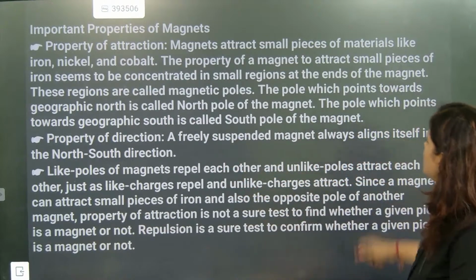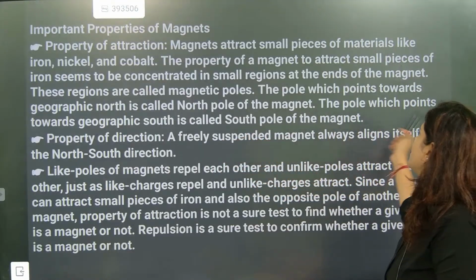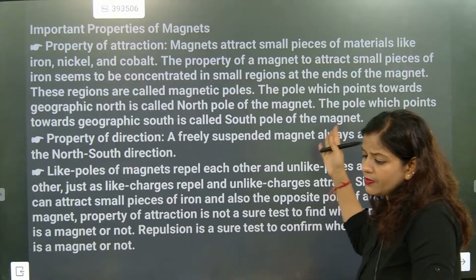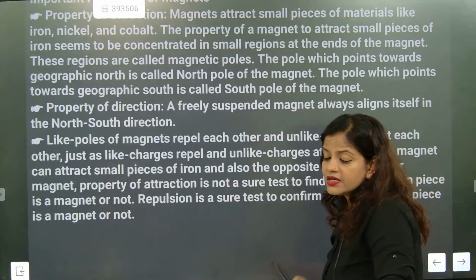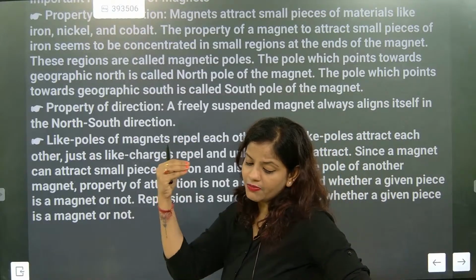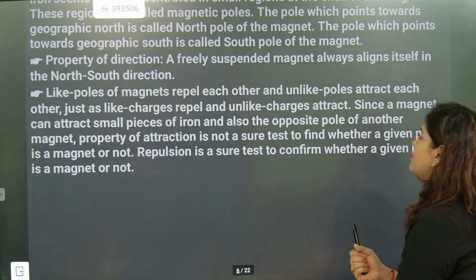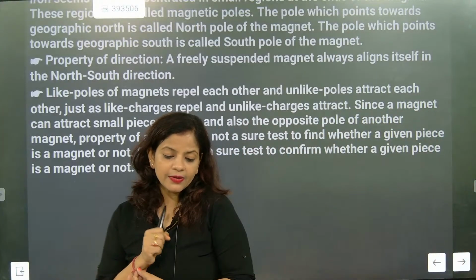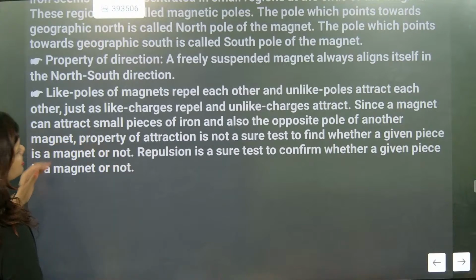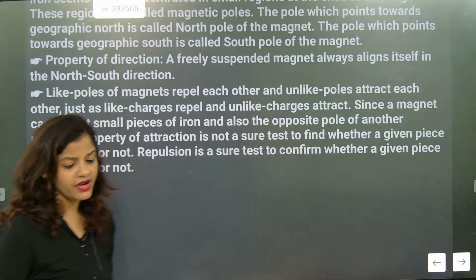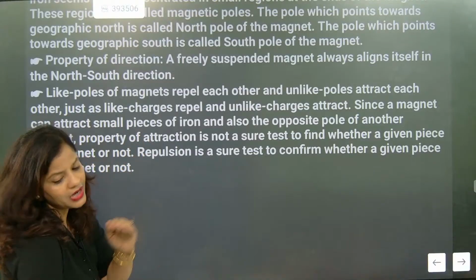Next point: the pole which points towards geographic north is called the north pole, and the pole which points to geographic south is the south pole. But this is not the correct thing. I will be discussing where the earth is a natural magnet, and inclination, also. We know that like poles repel each other and unlike poles attract each other, just as like charges repel and unlike charges attract.